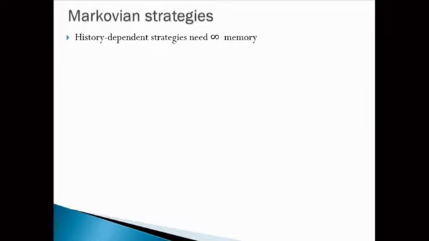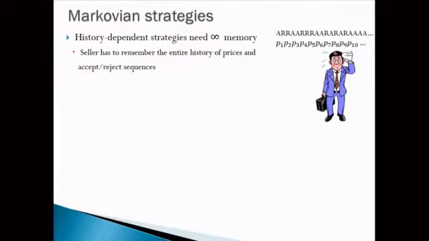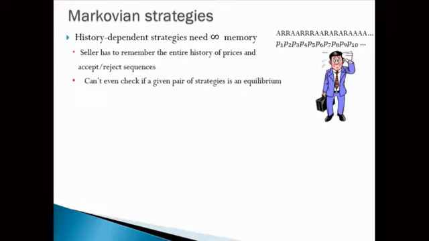Okay, so now I'll motivate why we do these Markovian strategies and what Markovian strategies is. So basically, if the strategies were as it was for the finite horizon, basically dependent on the complete history, right? What all the previous prices were and how the buyer bought or rejected, you will really need infinite memory to even execute the strategy, right? The seller has to remember the entire history of prices and accept reject sequences, what went on in the game. So that's not possible. So you can't even check if a given pair of strategies is in equilibrium. So if I give you something, you can't even verify that these guys are mutually best responding in finite time. Okay, if you allow strategies to be arbitrarily dependent on history.